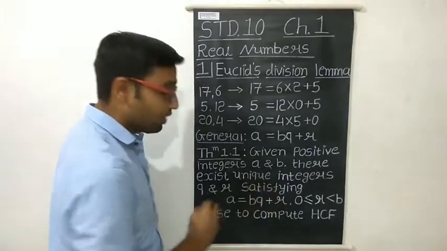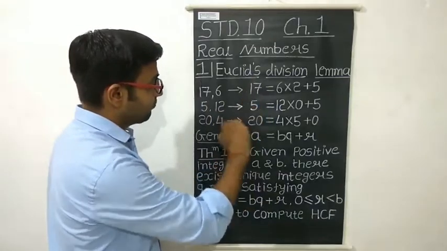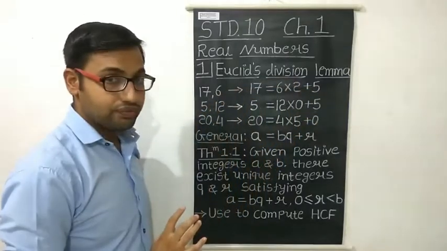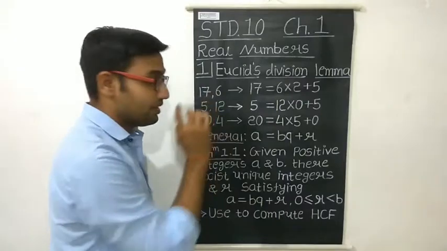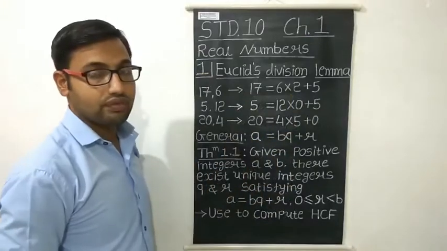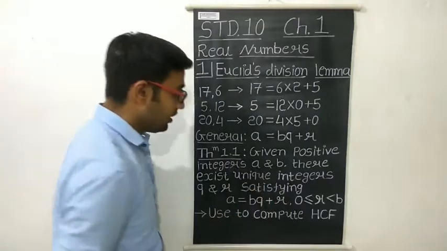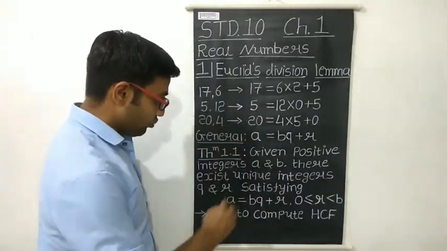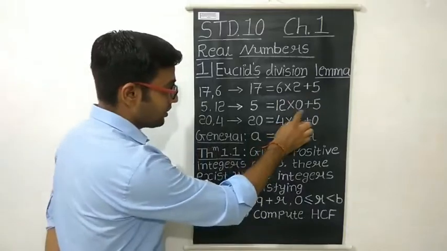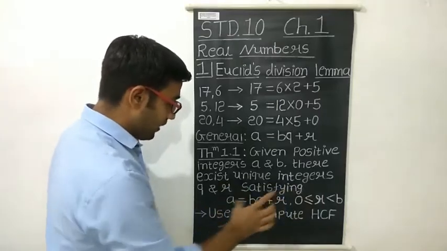Why is the word unique used? Let's take this example 17 and 6. For this example, this is A, this is B, this is Q and this is R. So Q is 2 and R is 5. Whenever we divide 17 by 6, we get the value of Q equal to 2 and R equal to 5. Other than this value, we cannot find any other. That is why the word unique is used here. Yes, 2 and 5 are both integers. In all three cases, 0 and 5 are also integers, 5 and 0 are also integers.